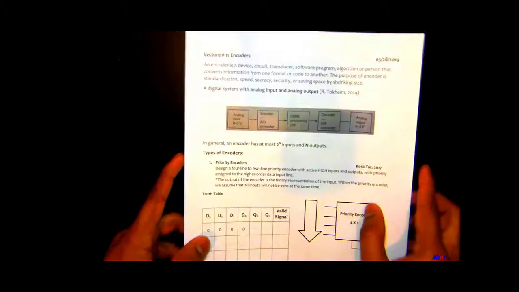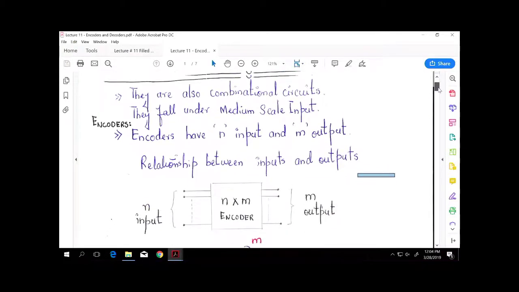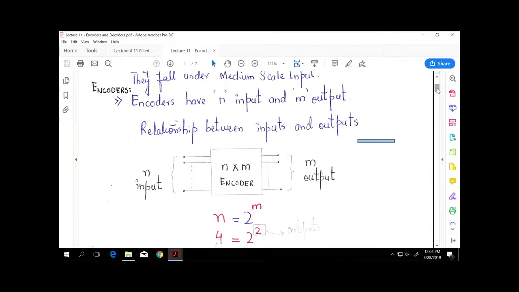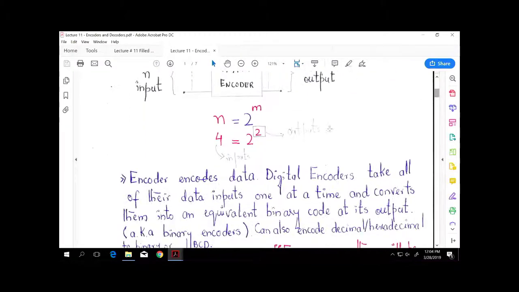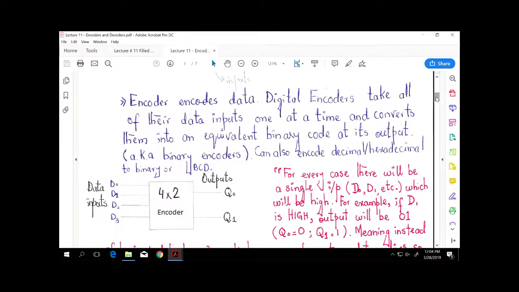We're going to do a bunch of examples and also look at the different kinds of encoders that are available. I just want to quickly go through some of the lecture notes, which are also available on Canvas. These are combinational circuits. They fall under medium scale integration, like I was mentioning earlier. Encoders have n inputs and m outputs. The relationship between the inputs and outputs is such that you have this equation. This is going to be your inputs on the left, and this exponential power is going to be your output. Encoders encode data. Digital encoders take all of their data inputs one at a time.